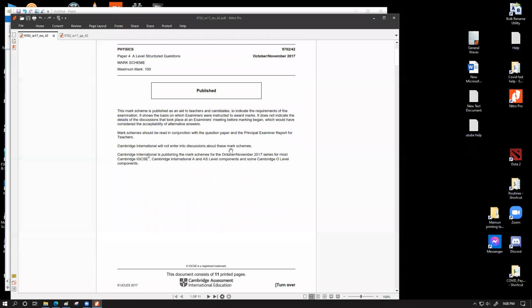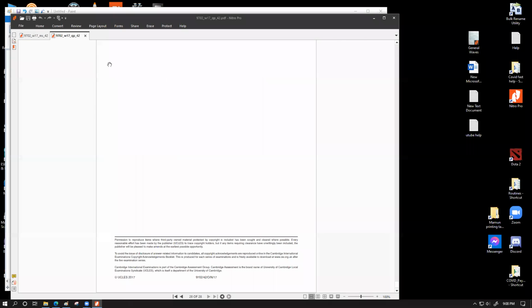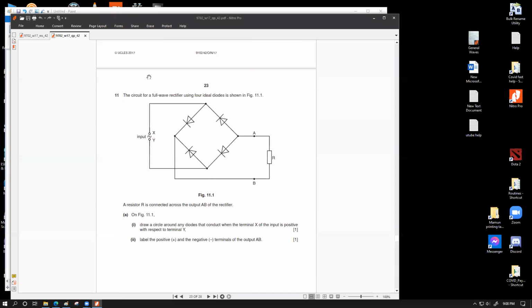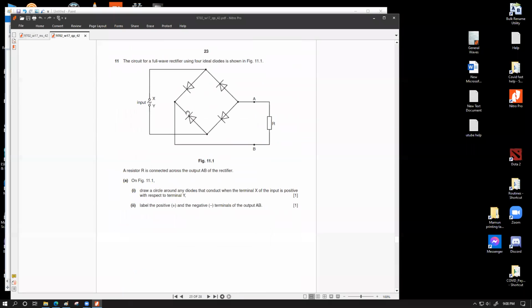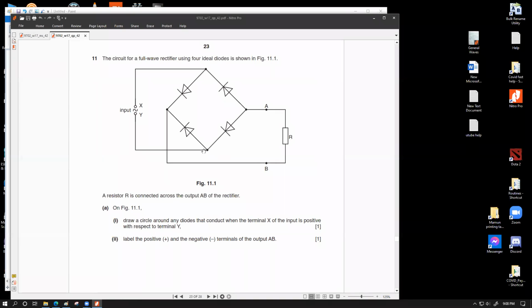Question number 11. All right, let me zoom in a bit. The circuit for a full-wave rectifier using four ideal diodes is shown in figure 11.1. This is supposed to be the positive output. This is supposed to be the negative output. A resistor R is connected across the output AB of the rectifier.